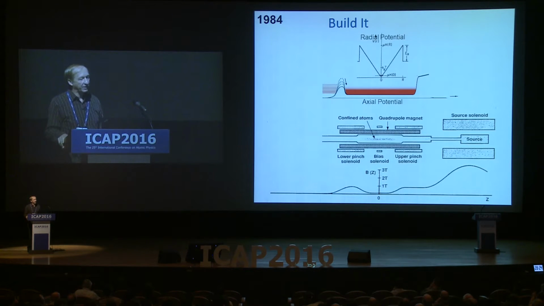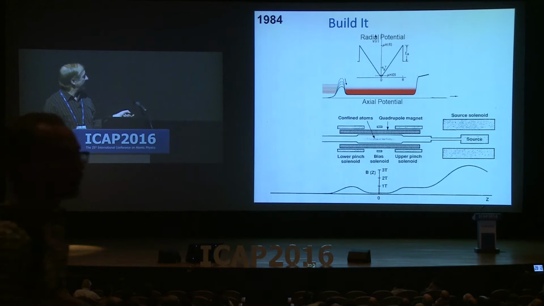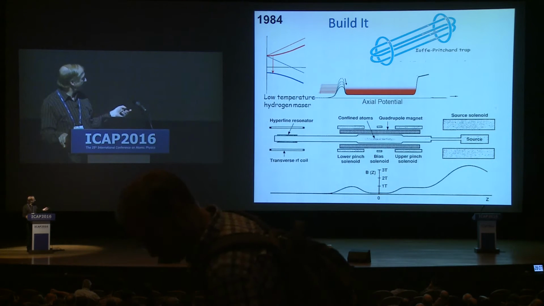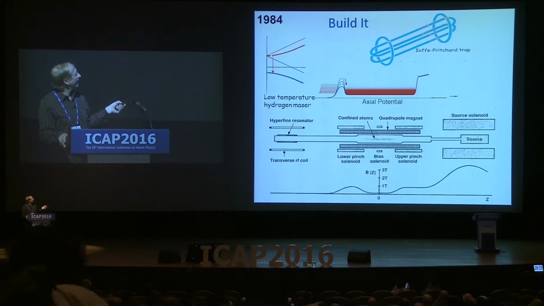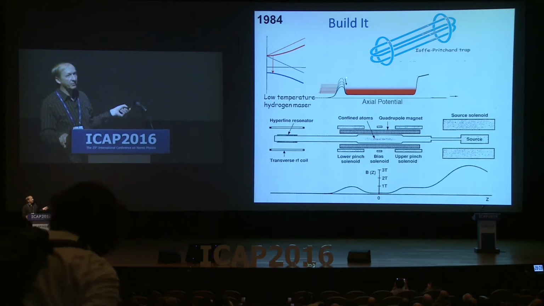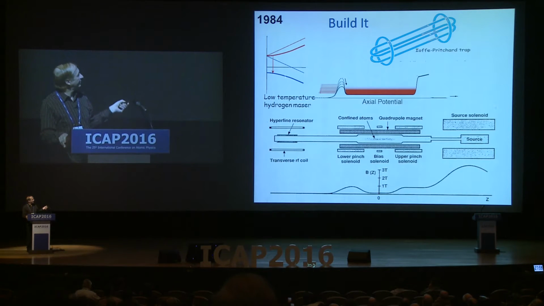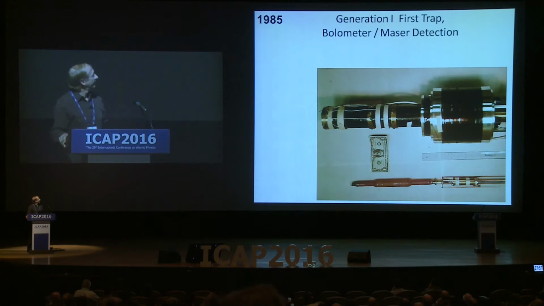And with that, I set about to build the trap. It was sort of quadrupolar in the radial direction, and it had two little pinch coils at the end. The source was out here at high field, so the low field seekers would sort of flow down to the minimum. And this was sort of an Ioffe-Pritchard trap at the time. And at the bottom end, we have the detector, which was a low-temperature hydrogen maser. So we just drop the bottom barrier here with this magnetic field, and they would escape, and we would detect this transition there.